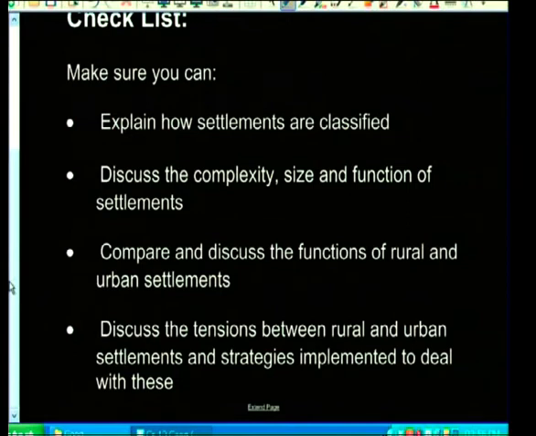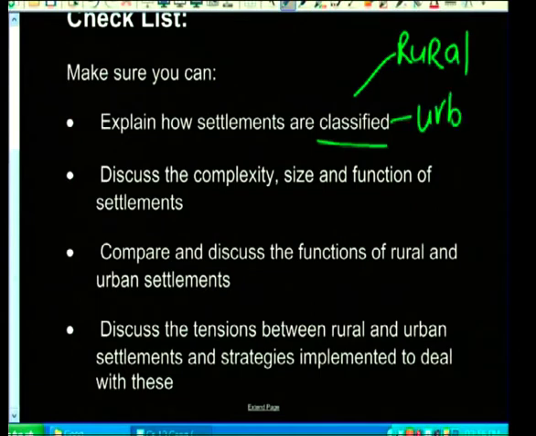The first one is to explain how settlements are classified. We have two classifications of settlements. We will either look at what we call our rural settlements, or we will look at our urban settlements. Those are the two main classifications of the types of things we will look at under settlement.